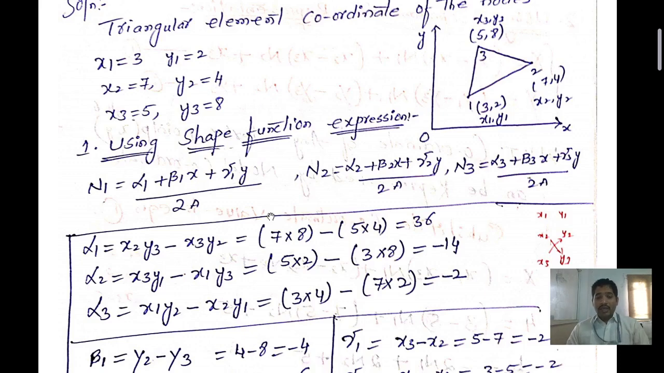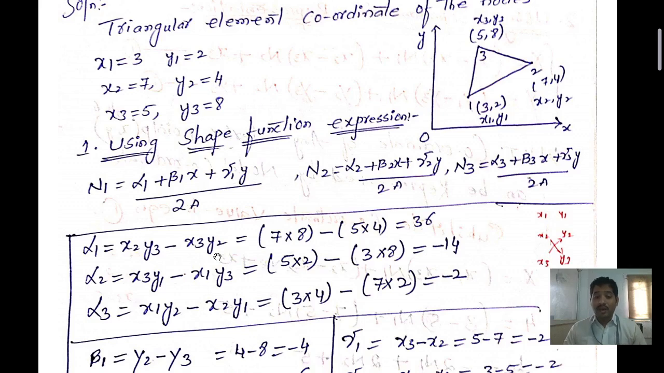Clear? But in this case we don't know the values of alpha 1, beta 1, gamma 1. Is it right? So first of all we need to find out alpha 1, alpha 2 and alpha 3, and after that beta 1, beta 2 and beta 3, after that gamma 1, gamma 2, gamma 3. The first thing is alpha 1 equal to x2 y3 minus x3 y2. So it is very difficult to solve the problem.